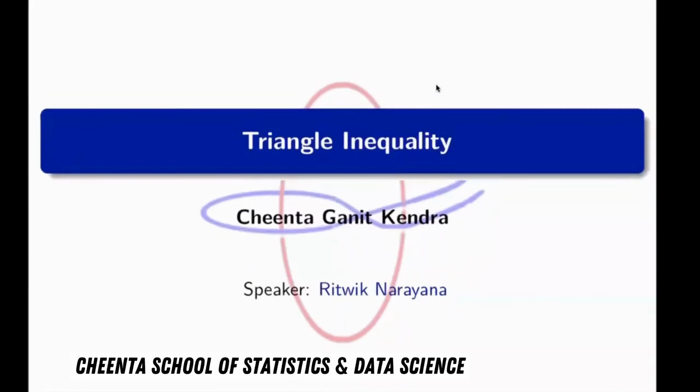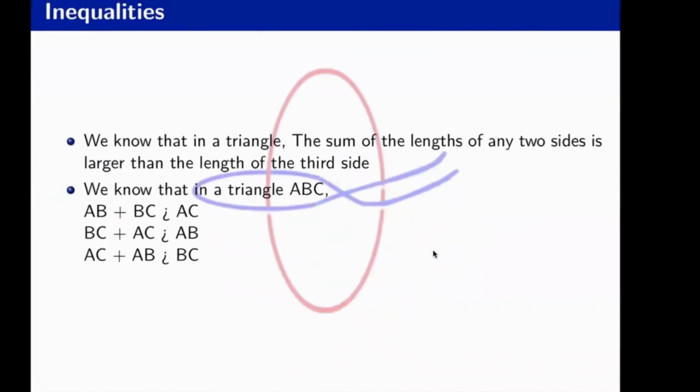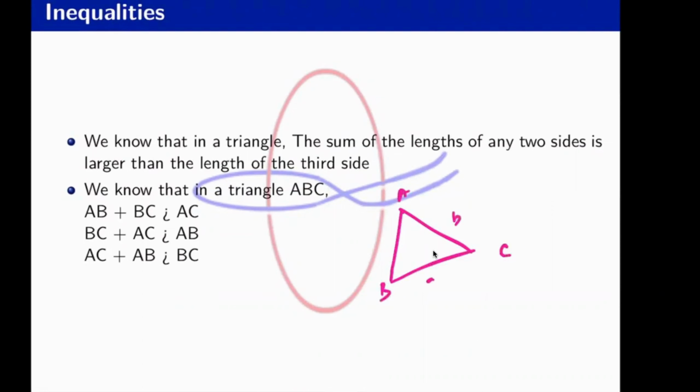So let us see some basic things in this triangle inequality now in this video. So we know that in a triangle, the sum of the lengths of any two sides is larger than the length of the third side. So if we take any triangle ABC, so this is A, this is B, and this is C.